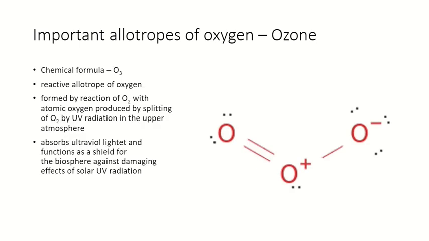So next I'll be going through the important allotropes of oxygen. So the first important allotrope of oxygen will be ozone. So ozone has a chemical formula of O3 and is one of the reactive allotropes of oxygen. So ozone is formed by the reaction of O2 with atomic oxygen produced by splitting of O2 by UV radiation in the upper atmosphere. So ozone helps to absorb ultraviolet light and functions as a shield for the biosphere against damaging effects of solar UV radiation.